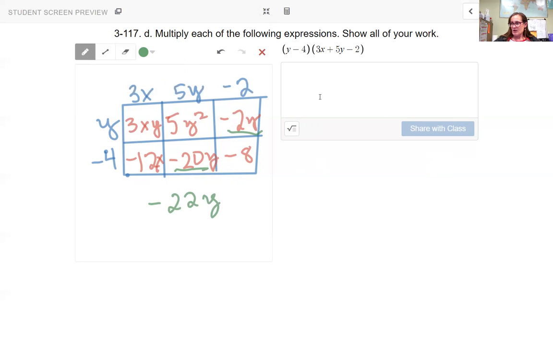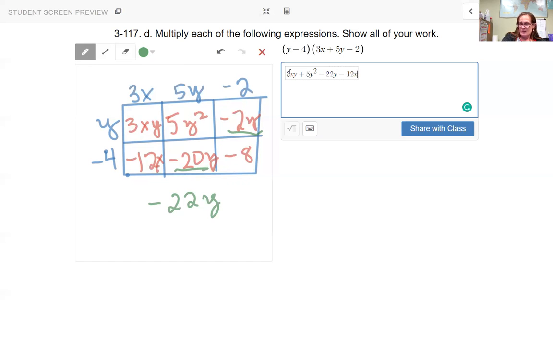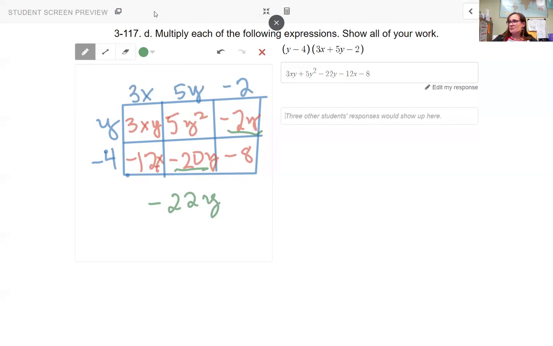So I'm just going to take everything else in my math window. 3xy plus 5y squared minus 22y minus 12x minus 8. Okay, and there we go.